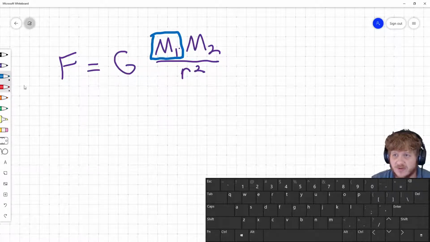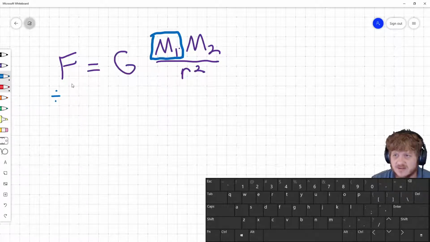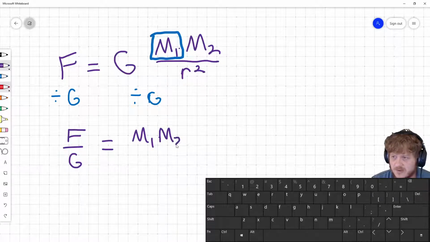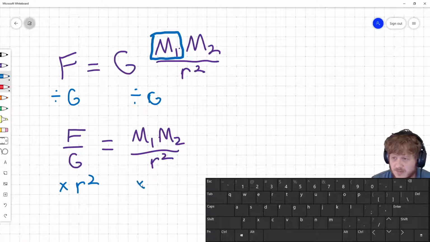So what I think I'll do first is divide both sides by G. And so when we do that, we get F over G equals m1 m2 over r squared. And next, I think what I'll do is multiply by r squared, to help solve that out.